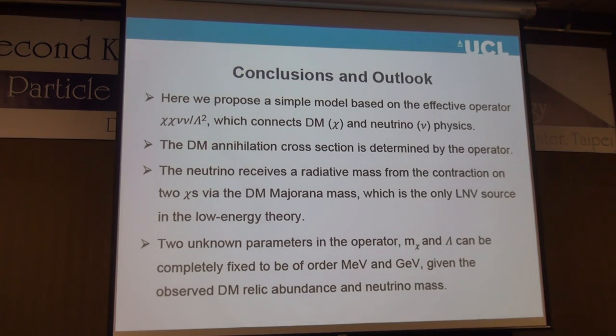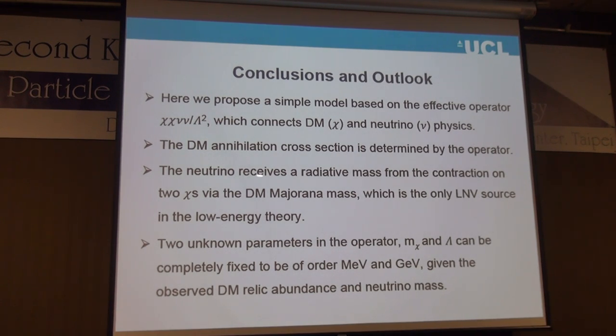Now let's come to my conclusions. Here we propose a very simple model based on these effective couplings. Just assume dark matter only talks to neutrinos in this one. From these operators, the dark matter annihilation cross-section is determined simply by these operators, just by n chi. So the annihilation cross-section is a function of n chi and lambda.